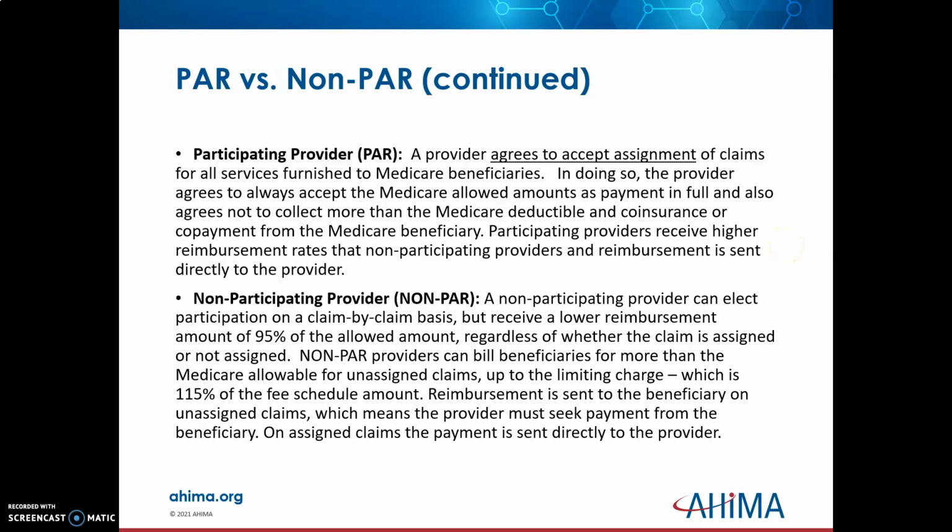Okay, so a participating provider agrees to accept assignment of claims for all services. That means they will always accept the Medicare allowed amount as payment in full, and they will not collect more money from the beneficiary. However, a non-par provider, they receive a lower reimbursement amount of 95% of the allowed amount. And what the difference is, they can bill beneficiaries up to the limiting charge, which is 115%. So reimbursement is sent to the beneficiary, and then they have to pay the provider directly.